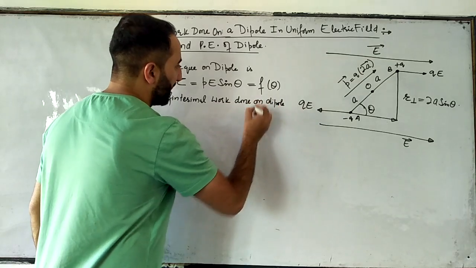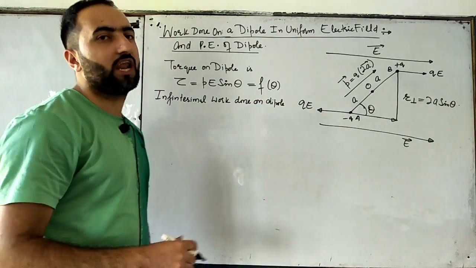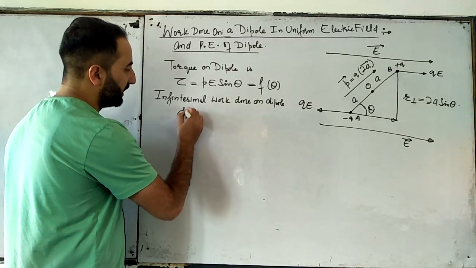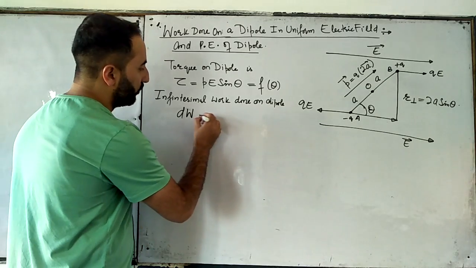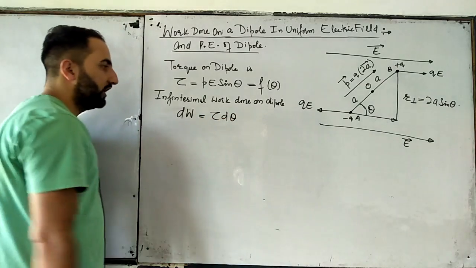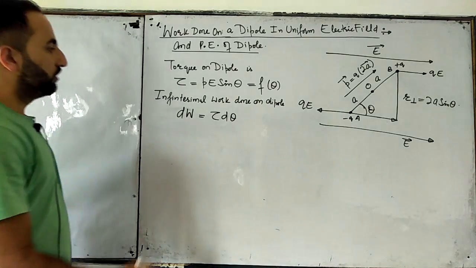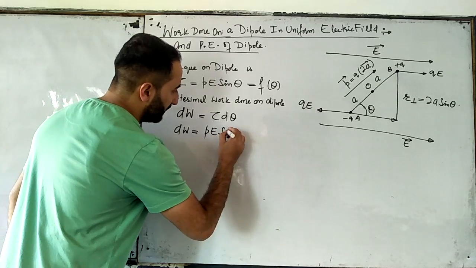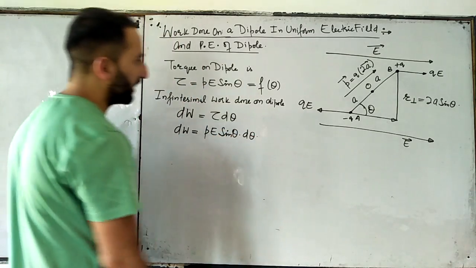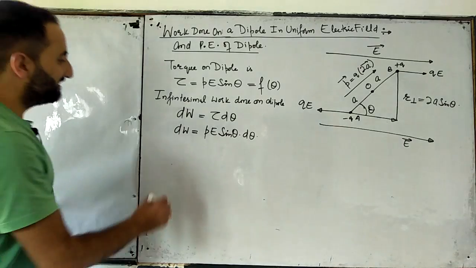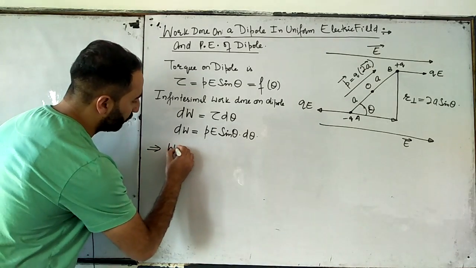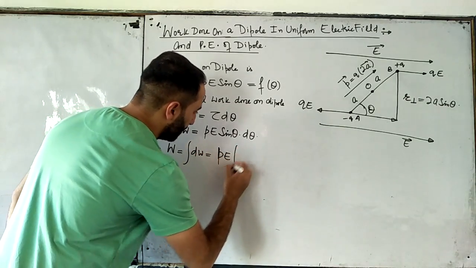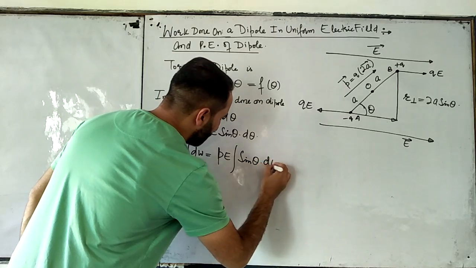What does that mean? Suppose the dipole is slightly displaced by a small angle d theta. Then the work done dW is equal to tau multiplied by d theta: torque multiplied by the angular displacement. So dW will be equal to, in place of tau, what will we write? PE sin theta d theta. Then this in turn implies that to calculate the net work done W, we integrate dW, which is equal to PE times the integral of sin theta with respect to theta. Fine.